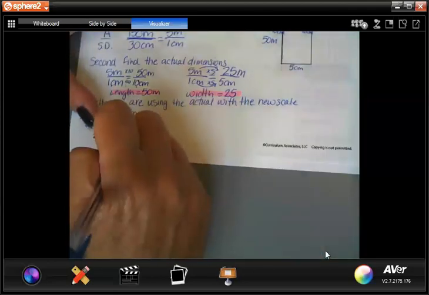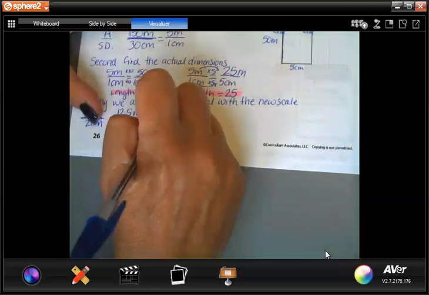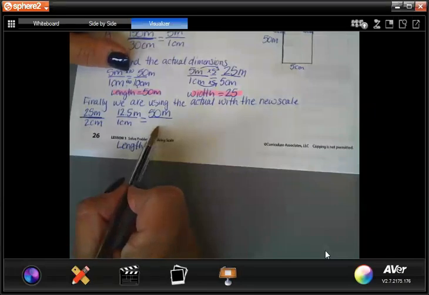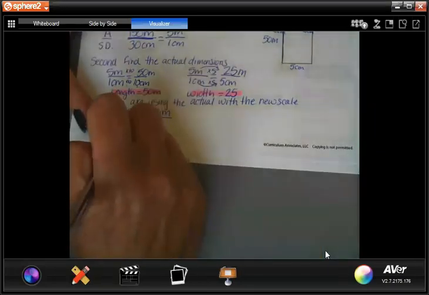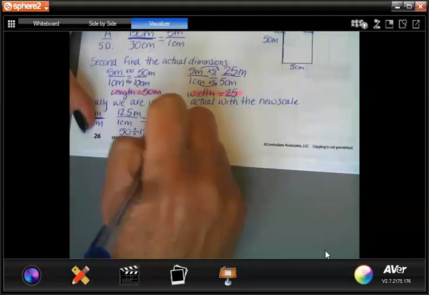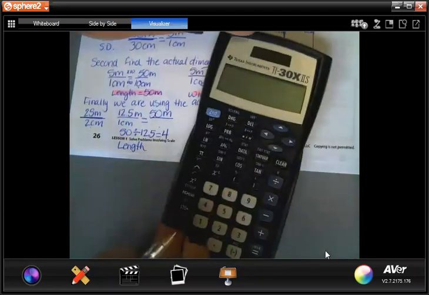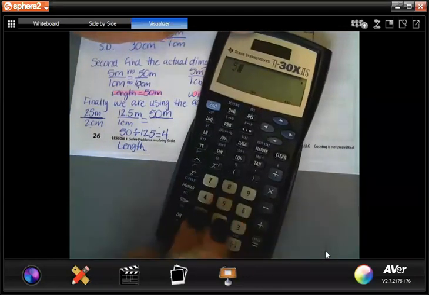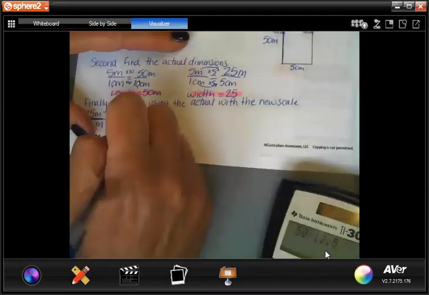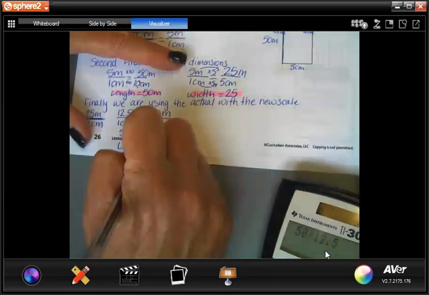All right, so now let's find our length. We know that our length is 50 meters. We don't know what the new scale drawing length is going to be. So to figure that out, we're dividing. So 50 divided by 12.5 equals 4. How I know that is because I've done it 3 times today, but I'll show you on a calculator. 50 divided by the scale of 12.5 comes out to be 4. So that means 1 times 4 is what your new length is going to be.